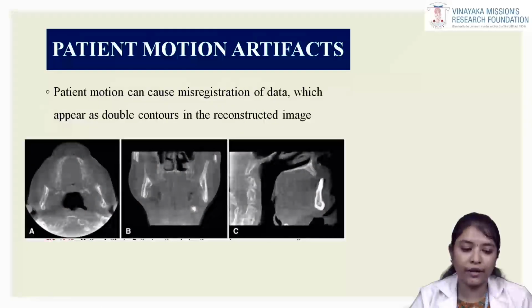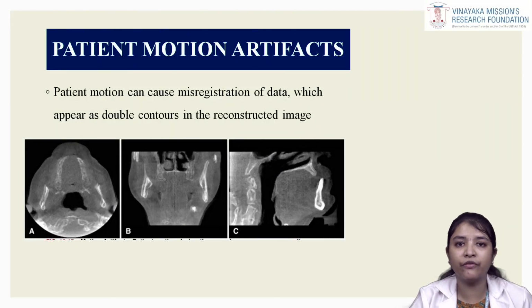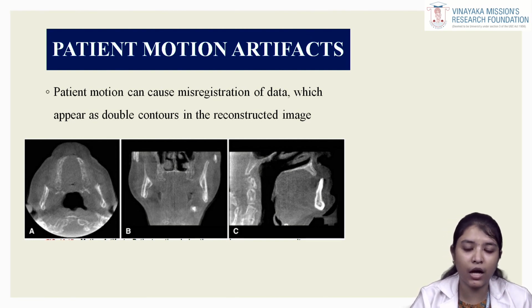Patient motion artifact. This occurs if the patient is not positioned properly or if he moves when positioned, and that's the reason patient stabilization is very important to rectify this artifact. It produces a double contour artifact.